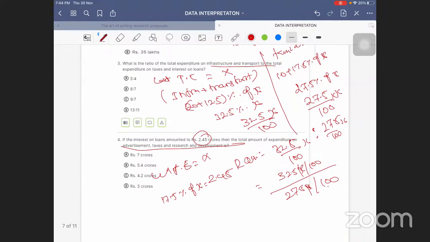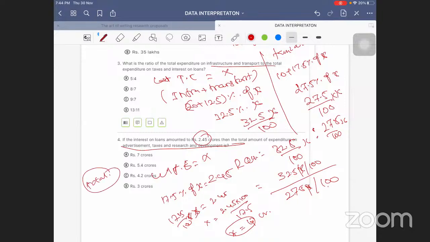So 17.5% of X. So X is equal to 2.45 into 100 divided by 17.5. So totally we cancel and X is equal to 14 crore. So the total expenditure is 14 crore.